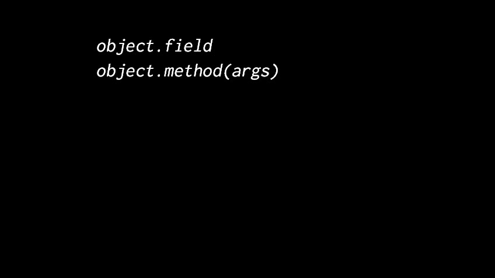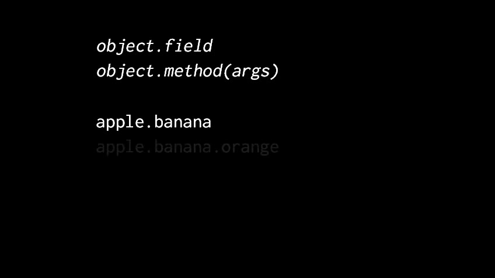So here, for example, apple.banana. Apple should be a variable holding an object, and that object should have a field named banana, and this whole expression apple.banana returns the value of that field. Here, apple.banana.orange, what's happening is that the dot operator is left to right associative. So first we get the field banana of the object apple, and then from that field banana, which is an object itself, we get the field orange. And so this whole expression evaluates into the value of that field, orange.